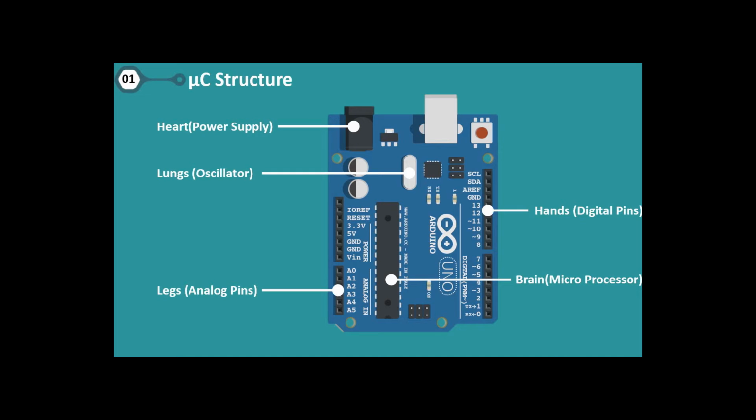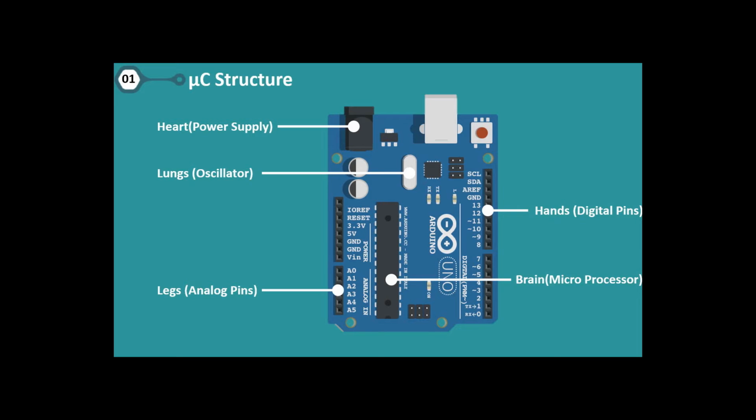Another hand, or let's say legs, of the microcontroller is the analog pins. It does the same function as the digital pins, but with other sensors, or other types of sensors, or other types of motors.